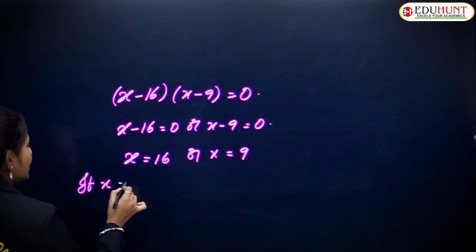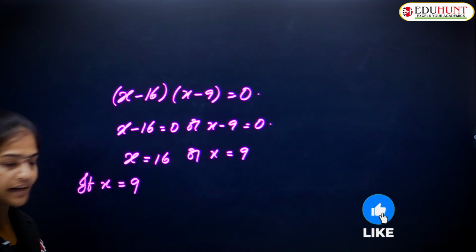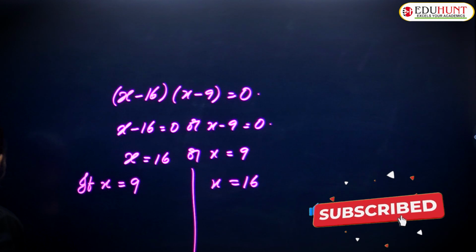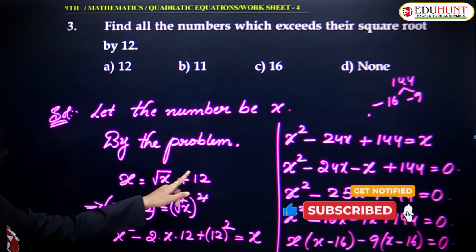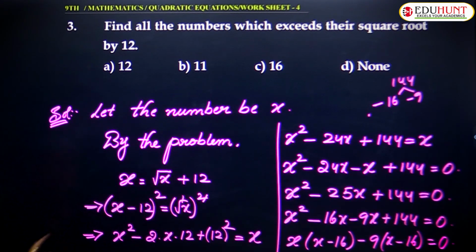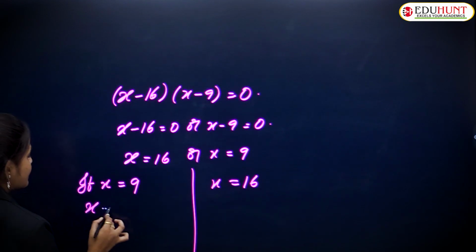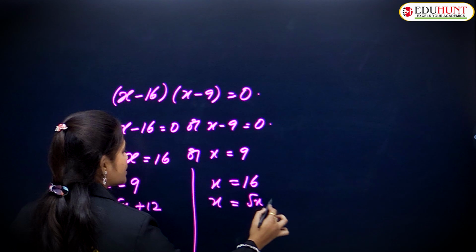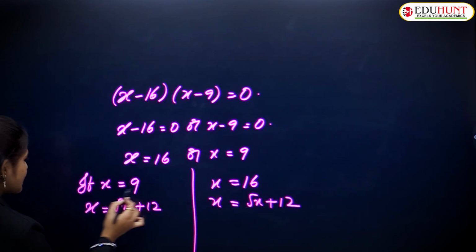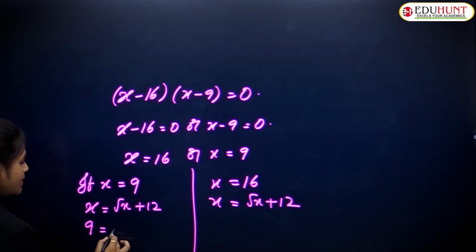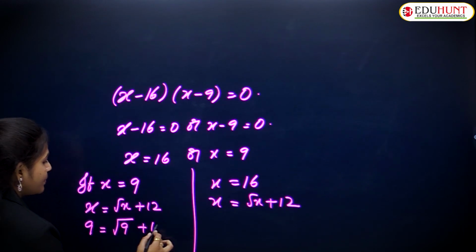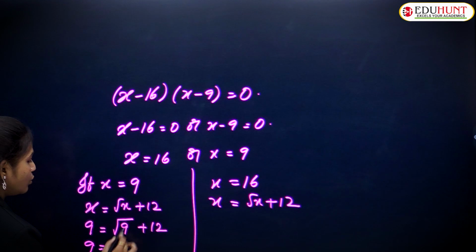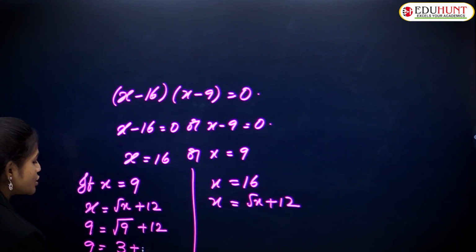Check x is equal to 9 and x is equal to 16. Those two values must satisfy this mathematical statement, no? So x is equal to root x plus 12. Here also x is equal to root x plus 12. Which one satisfies here? See, x is equal to 9, which is equal to square root of 9 plus 12. Yes or no? So 9 is equal to square root of 9, which is 3, plus 12.